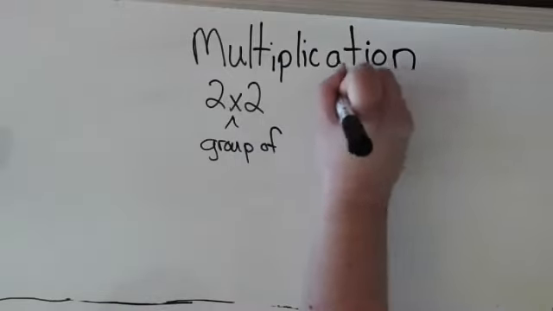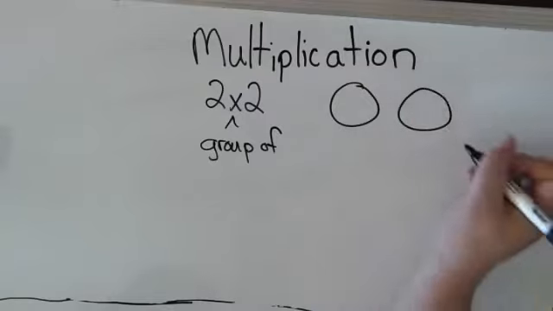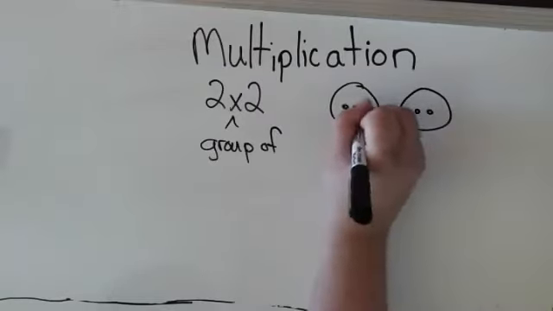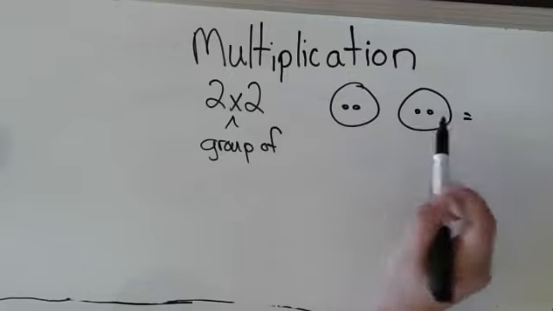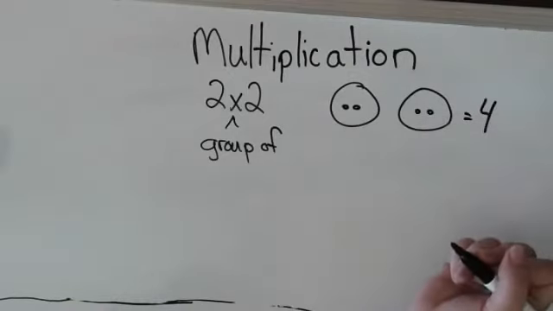For example, that would be 2 groups of 2, which would give us our answer. And we'd go 1, 2, 3, 4. Our answer is 4. All right.